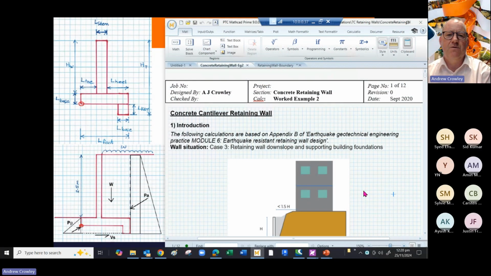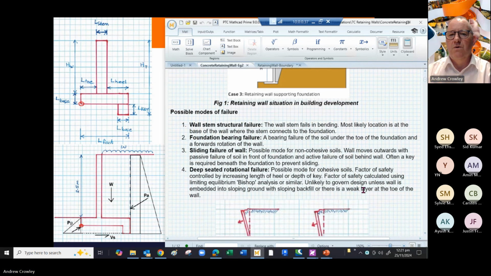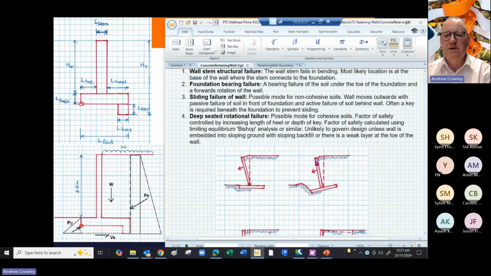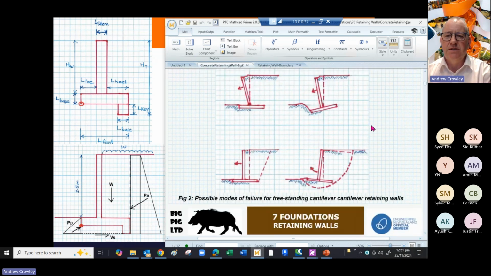So this is the Mathcad for the concrete cantilever retaining wall, and this is straight out of Module 6 of the earthquake resistant retaining wall design. So, modes of failure, as we've discussed before, you can look at wall stem failure, foundation bearing failure, sliding failure of the wall, so that's the foundations moving. The fourth mode of failure we won't look at today, but it should be considered by your geotechnical engineer.